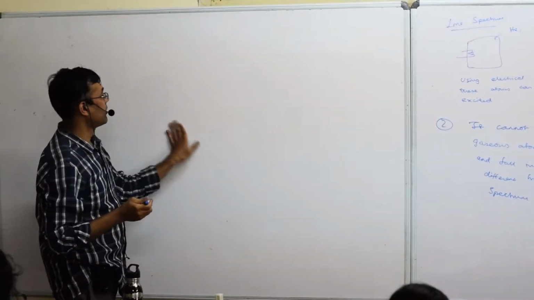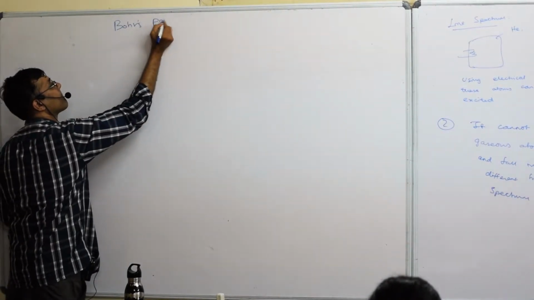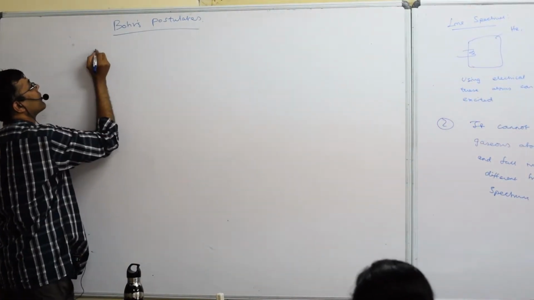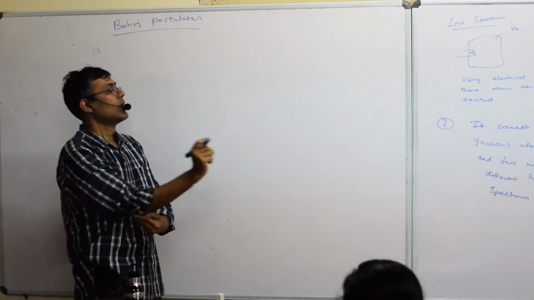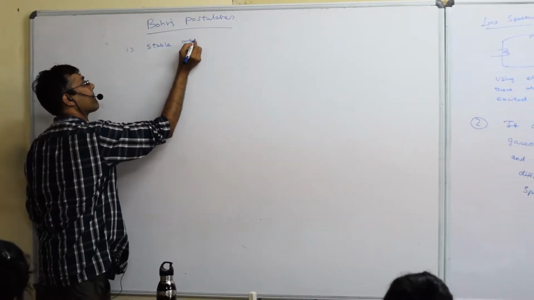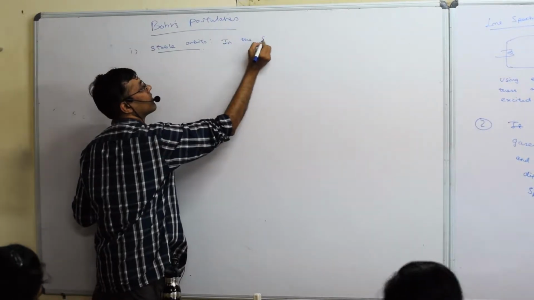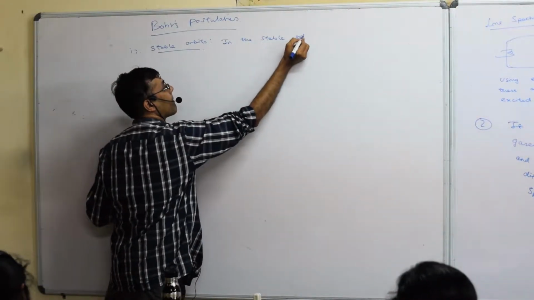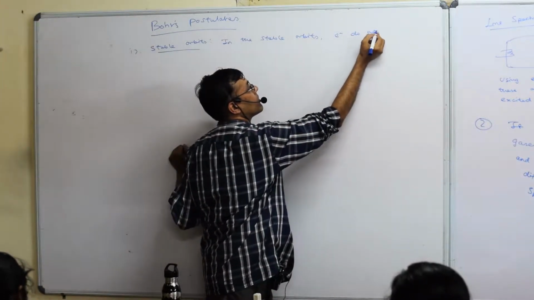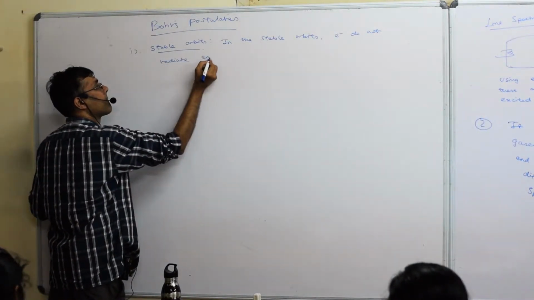Bohr proposed his theory in three postulates, so it's called Bohr's postulates. According to your book, I think the first postulate is that there are something called stable orbits. In the stable orbits, electrons do not radiate energy.